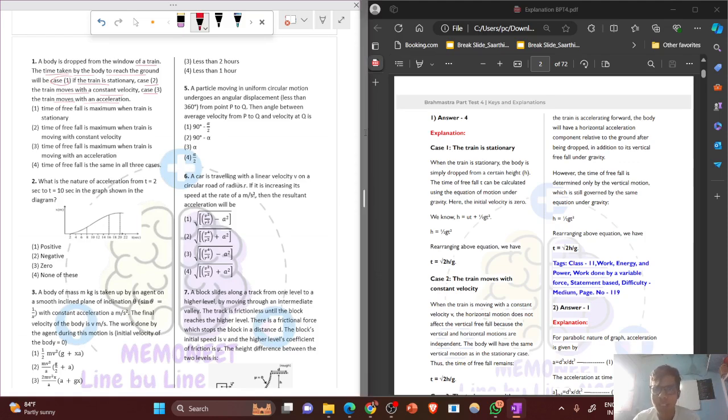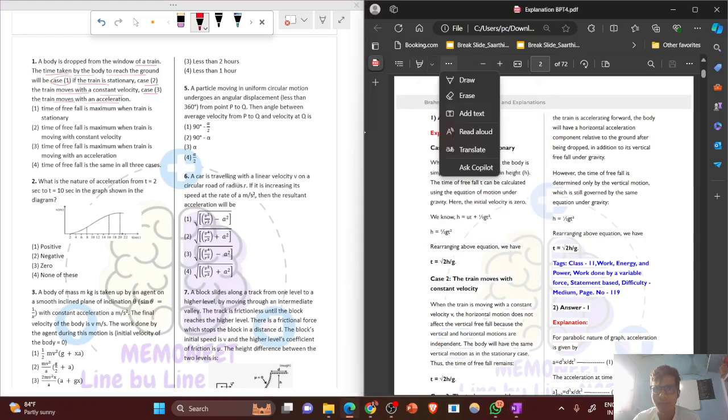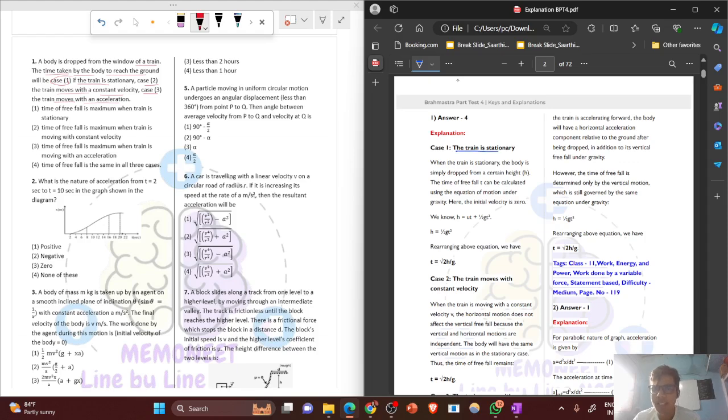Now, moving to the explanation, as you can see, in case 1, when the train is stationary, simply our time of flight will be given by square root of 2h by g. Here g is fixed, h is fixed. Let's suppose its time is called t or t1, you can say, according to your convenience.